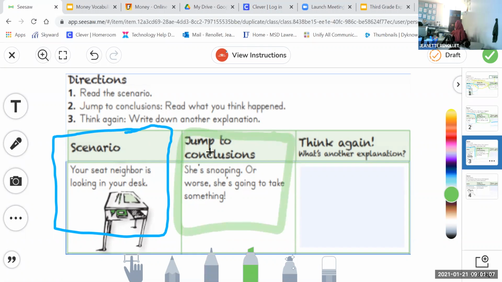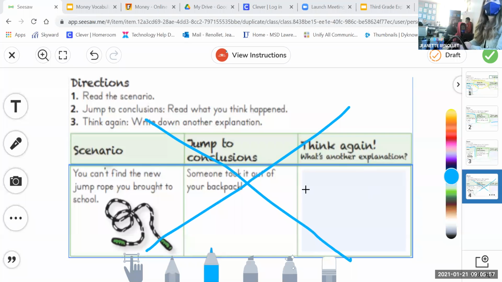What could be another reason? What is another explanation? You see your partner looking at your desk. What could be the reason? Let's take 1 minute and think of another reason and share with our group and type it in our page. All right, friends on Zoom, when you are done with slide 3, you'll cross out slide 4. We're not going to do that one today. And then you can push the green check to turn in.